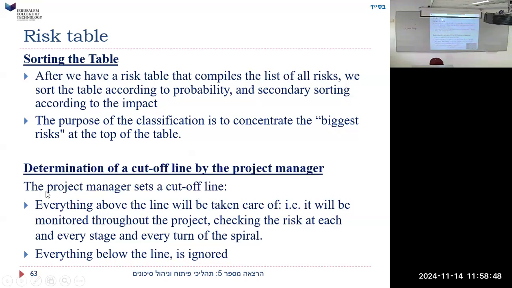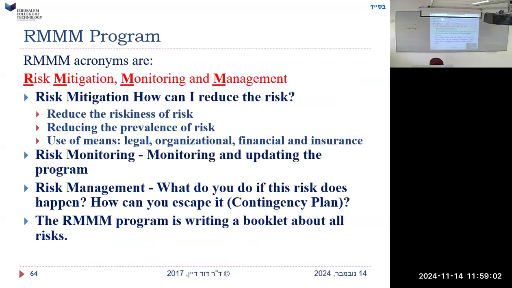Determination of a cutoff line. So we have to set a cutoff line. Everything above the line will be taken care of, and everything below the line will not. Maybe we'd waste our time thinking about risks that only have a 5% chance of happening, so maybe just ignore them. So what does RMM stand for? Risk mitigation, monitoring, and management. How can I reduce the risk? That's the last part of the table.